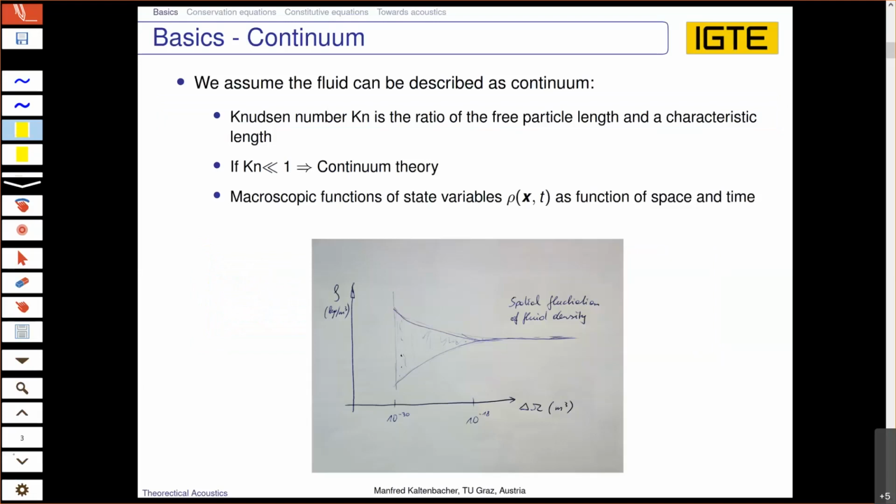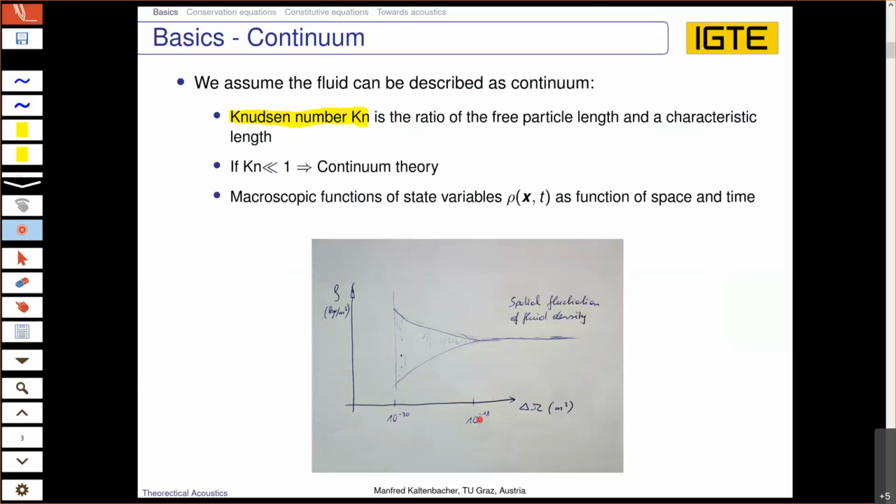Okay, so when I'm speaking about continuum mechanics, then the most important quantity there is the Knudsen number. And the Knudsen number is the ratio of the free particle length and the characteristic length. And if you look here at this graph, you see along this axis there is a control volume, and on this axis it's the density.